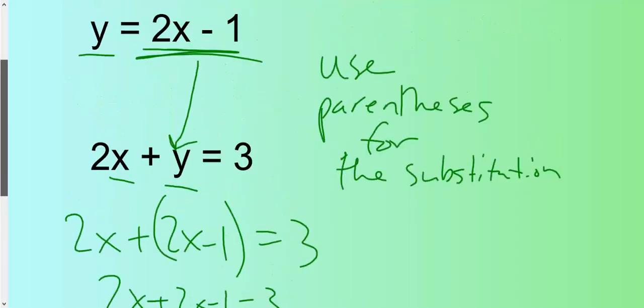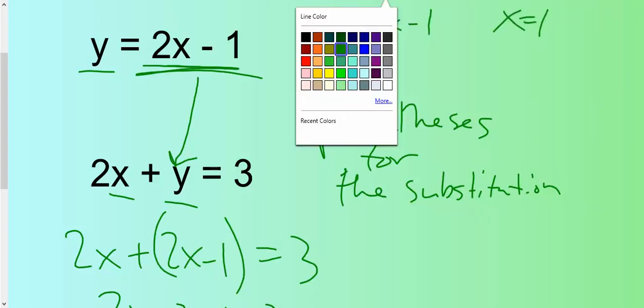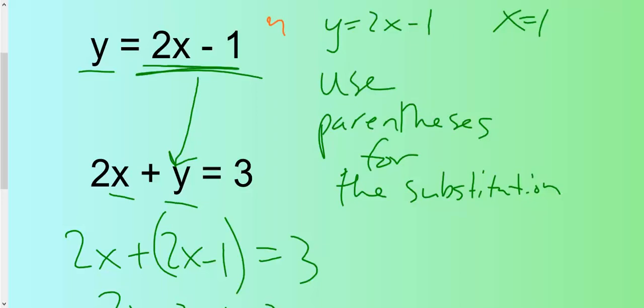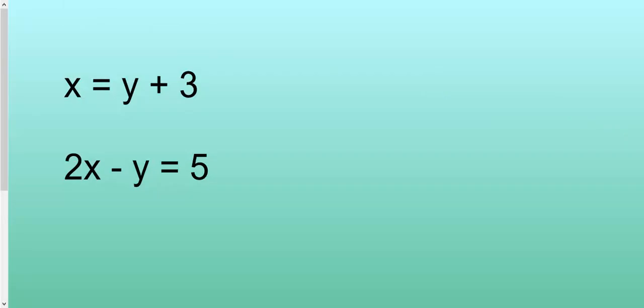Now I still need to find out what y is. So y is equal to 2x minus 1, and I know that x equals 1. So I can replace the x with a 1 by substituting that in. So 2 minus 1, y equals 1. So the ordered pair 1, 1 is my answer. If I were to graph these two lines on graph paper, that's where that line is going to cross.